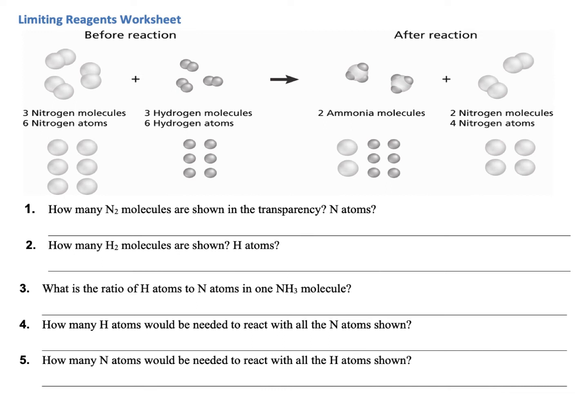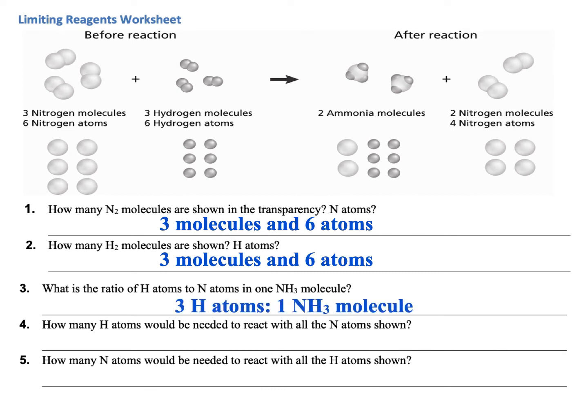How many nitrogen molecules are shown? 3 molecules on the top, 6 atoms below. Hydrogen, 3 molecules on the top equation, 6 atoms below. What is the ratio of nitrogen to hydrogen in NH3? Well, in NH3, there are 3 hydrogen atoms per molecule because it's NH3, so there's 1 N and 3 H's.